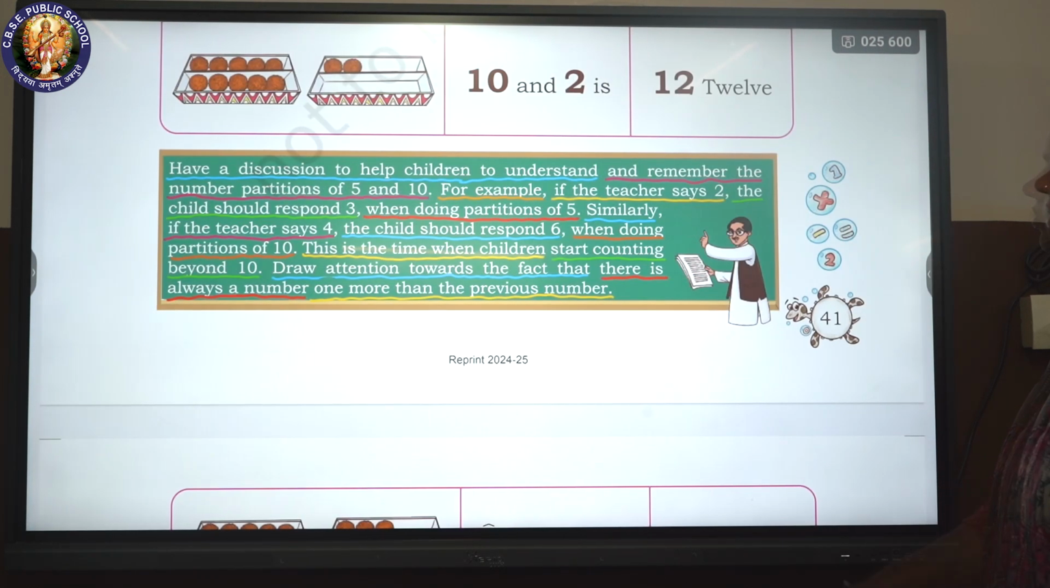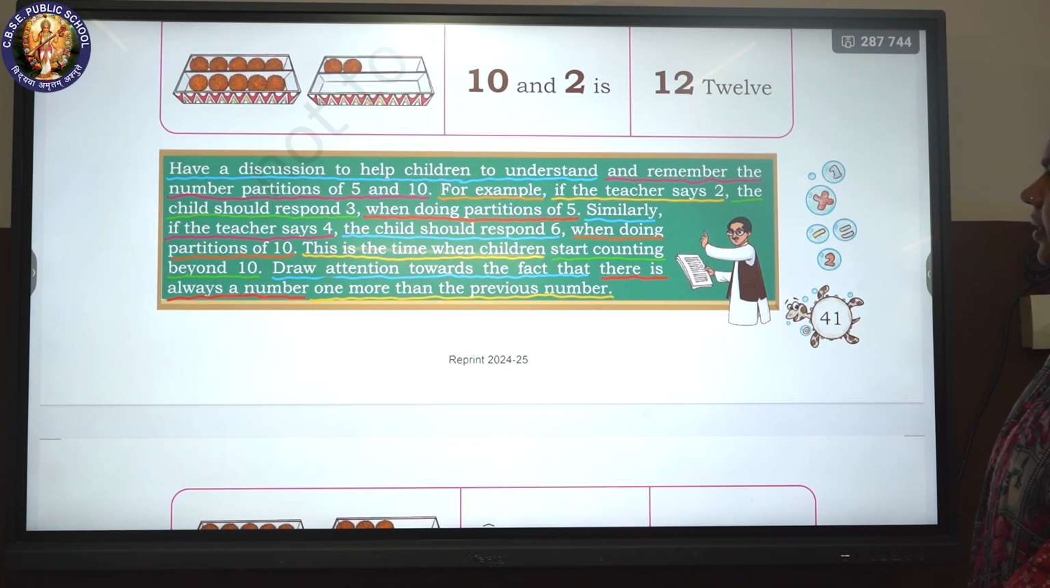Have a discussion to help children to understand and remember the number partitions of 5 and 10. For example, when doing partitions of 5, if the teacher says 2, the child should respond 3. Similarly, if the teacher says 4, the child should respond 6.